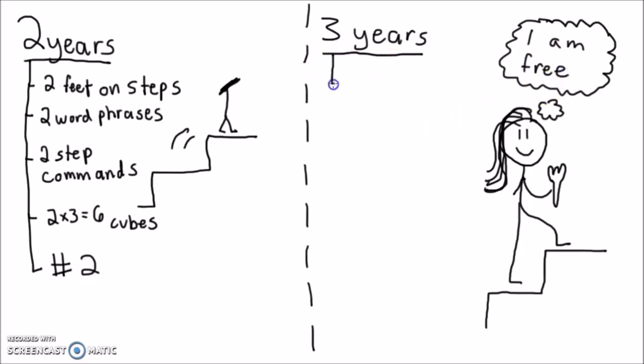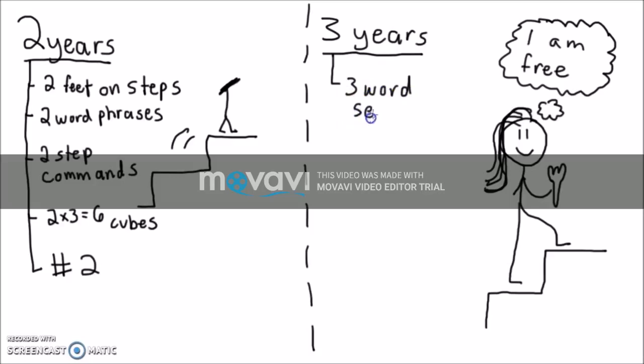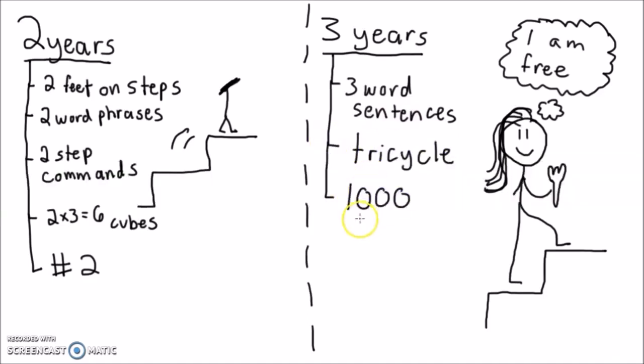They should be able to use 3-word sentences, be 3/4 or 75% intelligible to strangers, ride a tricycle, and say about 1,000 words, which has 3 zeros. Finally, 3-year-olds should be able to spend the day away from their parents, hence, "I am free," which kind of rhymes with 3.